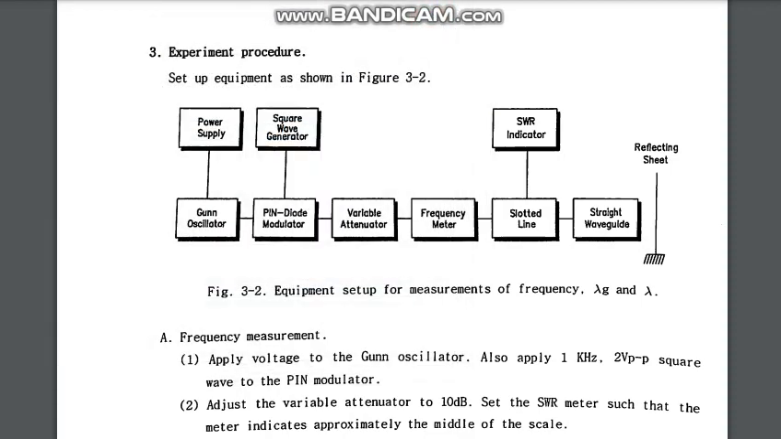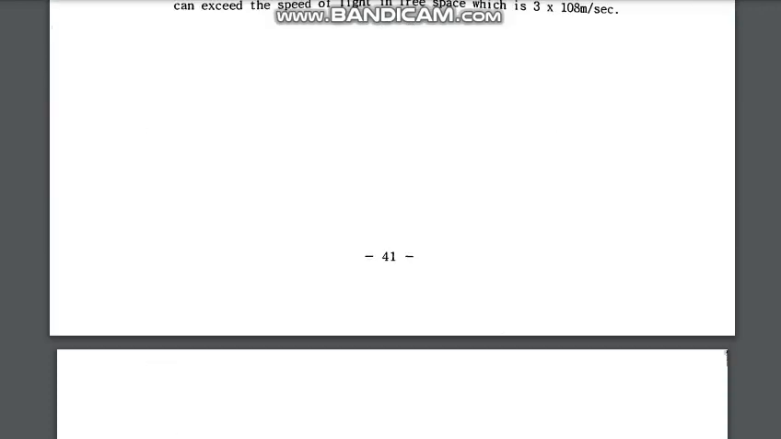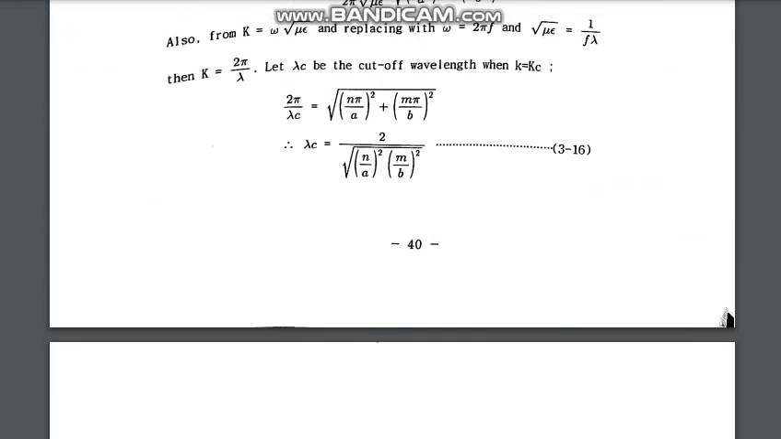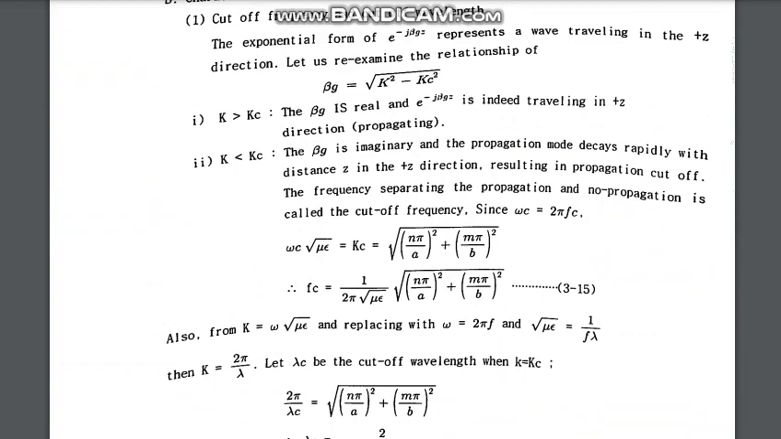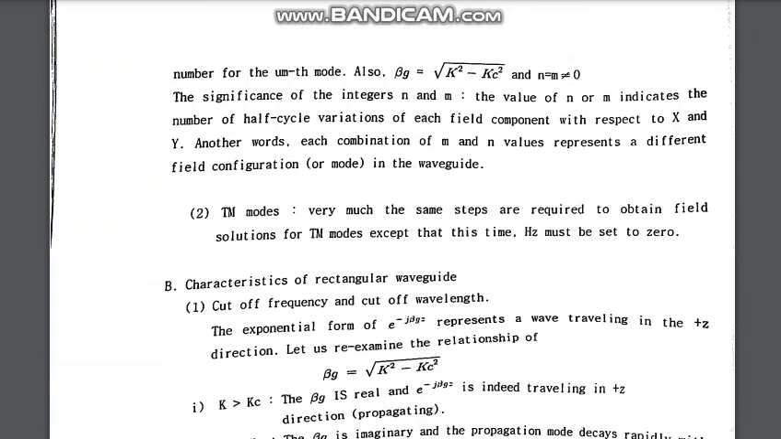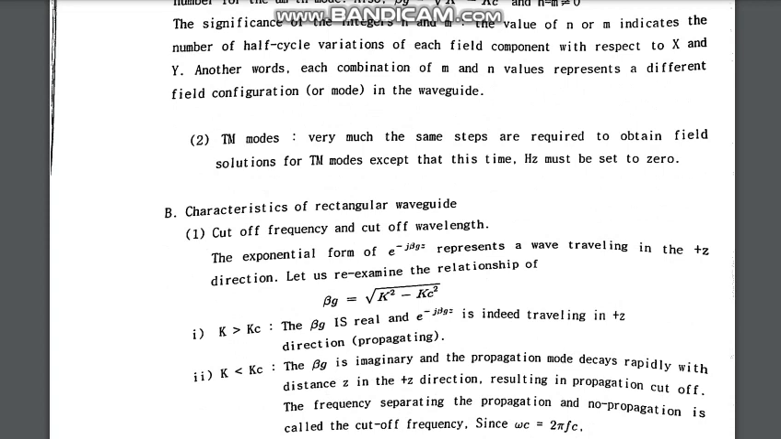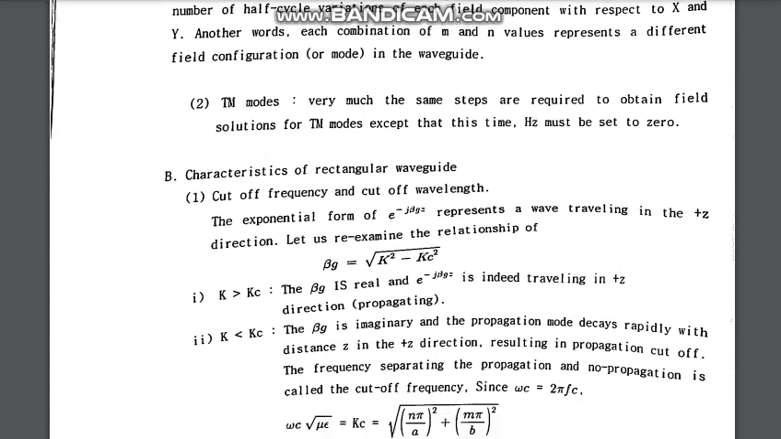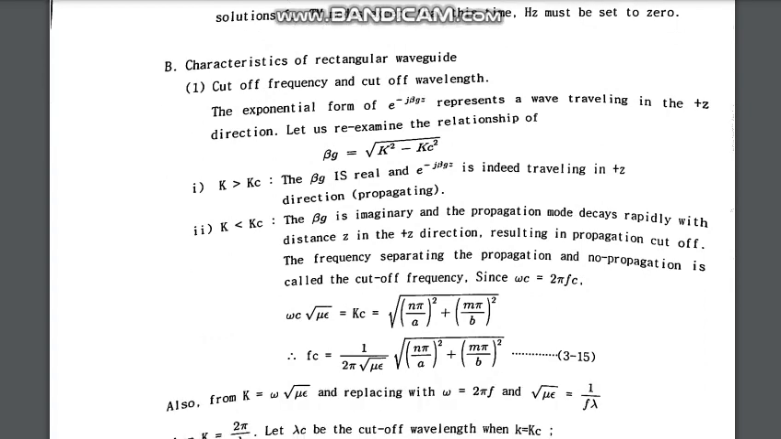Now to go through to part 2 of that rectangular waveguide calculation and this experiment, that is the TM modes. It's the same type of steps as required to obtain the field solution for the TE modes. So after calculating this, we found that there is a k constant in beta g. Beta g means the propagation constant.